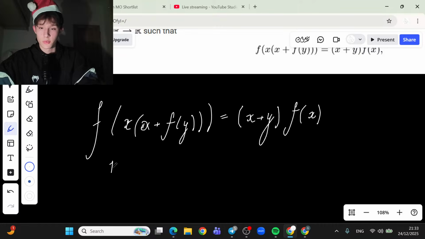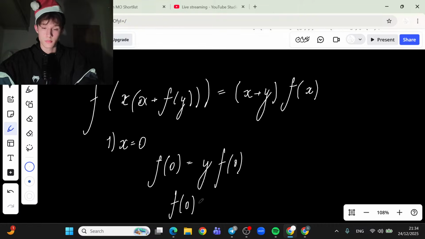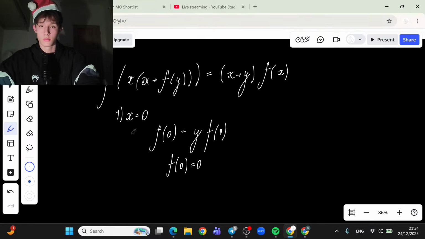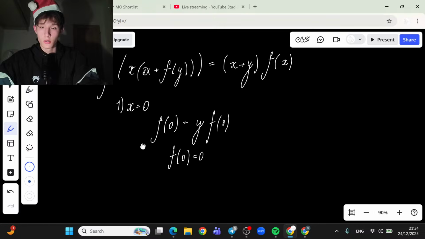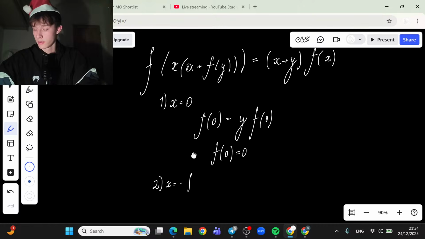If I plug in, for example, x equals 0, we will get that f of 0 is just y times f of 0, which could mean only one thing, that f of 0 is 0. Now we can plug in x equals minus f of y.